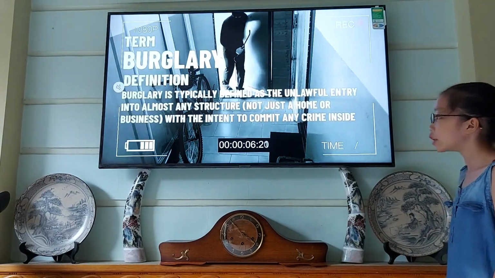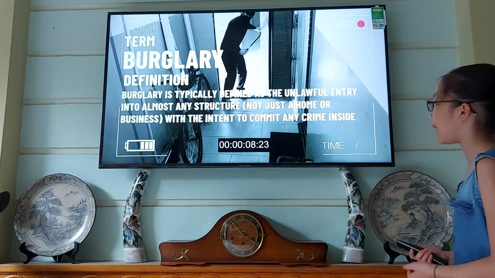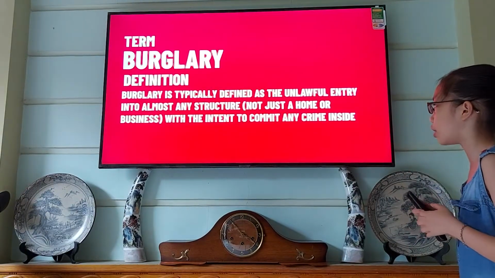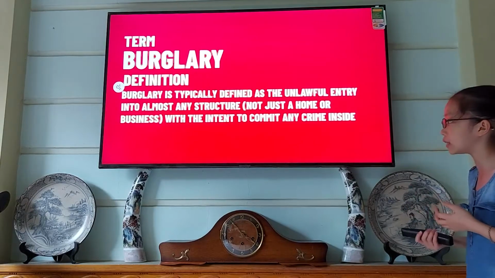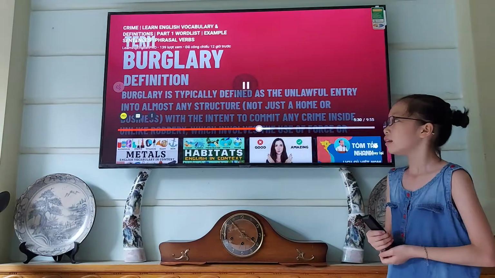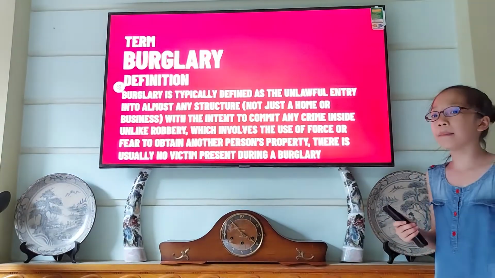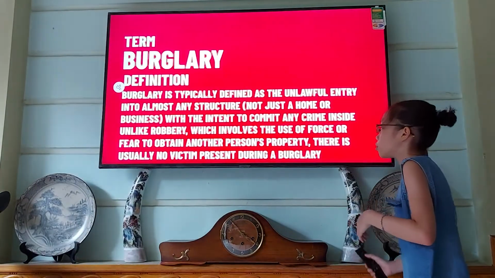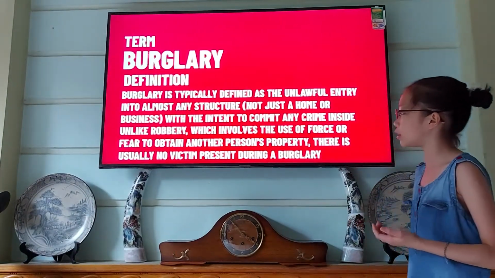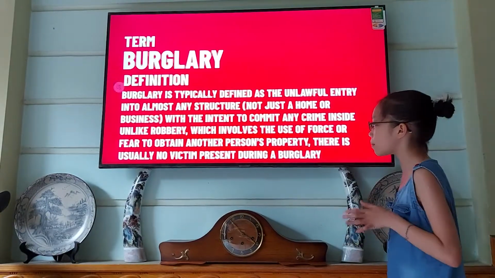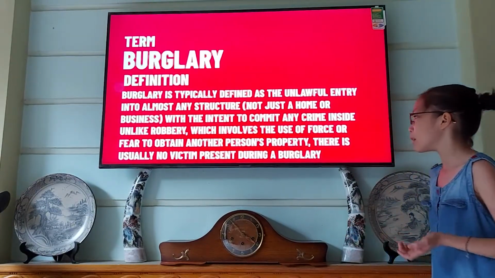You can see behind the picture, burglary is typically defined as the unlawful entry into almost any structure, not just a home or business, with the intent to commit any crime inside. Unlike robbery, burglary is totally different. Robbery involves the use of force or fear to obtain another person's property. There is usually no victim present during a burglary.